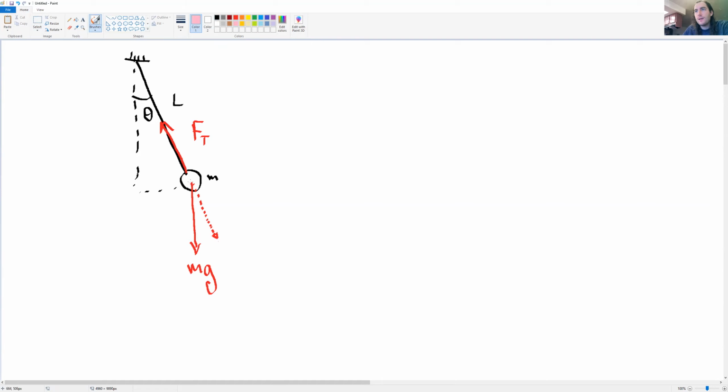What about the component that is in the direction here? Well, that component there, you can check it yourself. If you analyze the angles here, you can show that this angle here is the same angle theta, and so that force there in pink is mg sine theta.